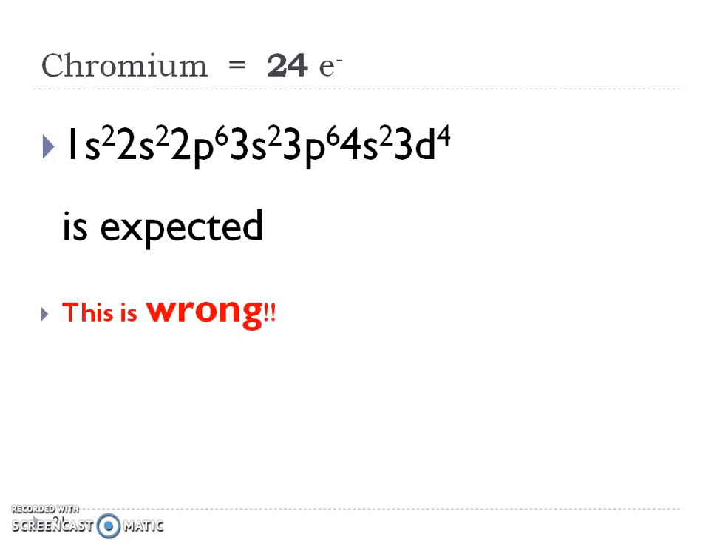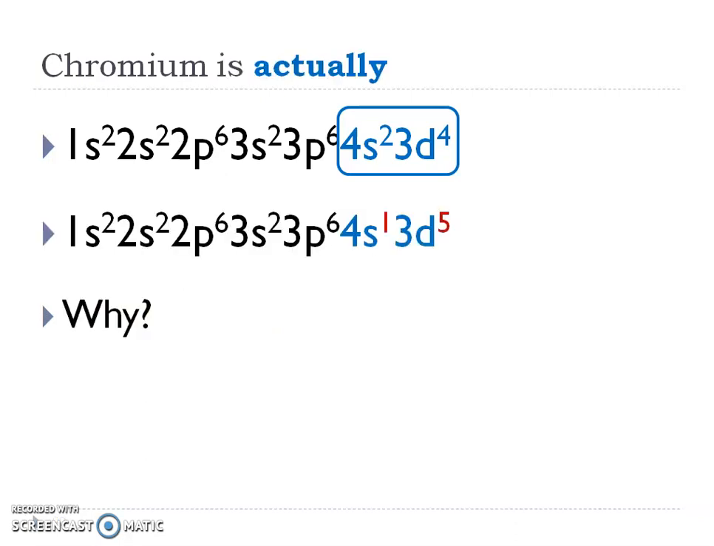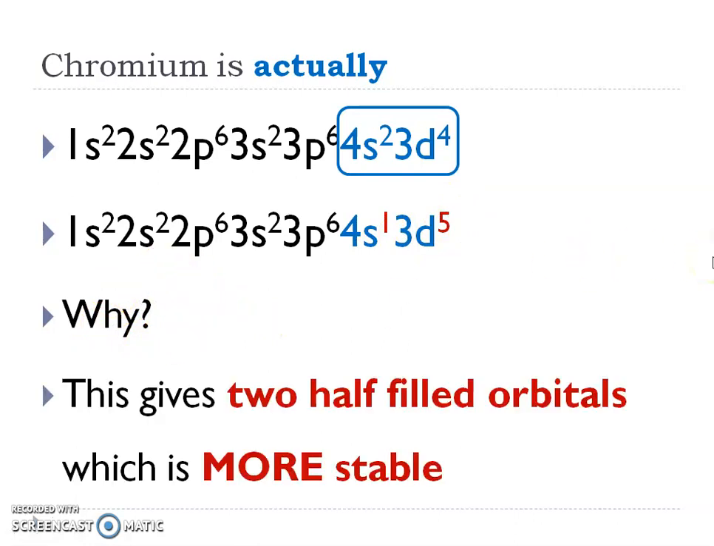However, this is actually wrong. The 4s2 and the 3d4, they do something else. They kind of change things up a bit. One electron from the S actually moves to the 3d section. Now you're wondering why. Well, because it actually gives us 2 half-filled orbitals. So the S and the D both would be half-filled, and this actually makes a more stable atom.